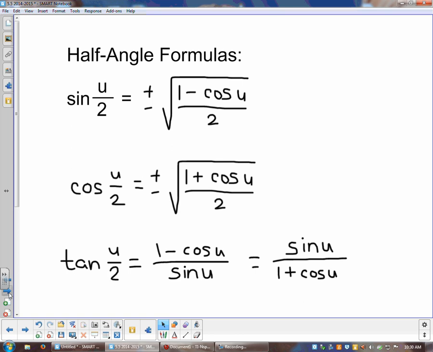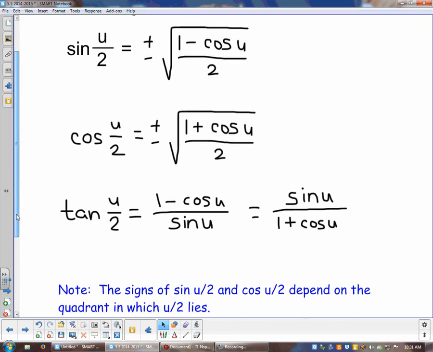That will work for some, but it won't work for everything. So these formulas here, I was just curious. Yeah, I hear what you're saying, because that does work sometimes. Okay, by the way, you notice that these have a plus or minus, right? Yep, plus or minus on these formulas. The plus or the minus, the signs, S-I-G-N-S, of sine of u over 2 and cosine of u over 2 depend on the quadrant in which u over 2 lies.